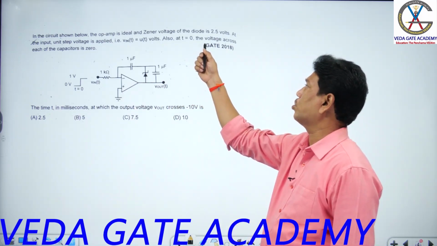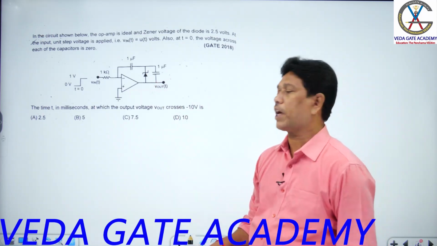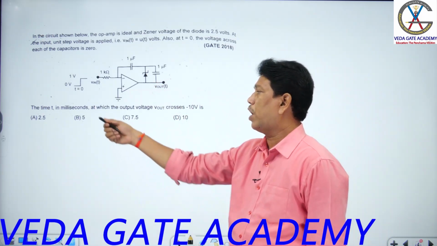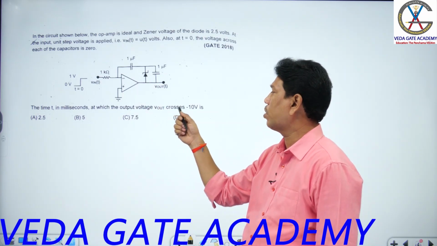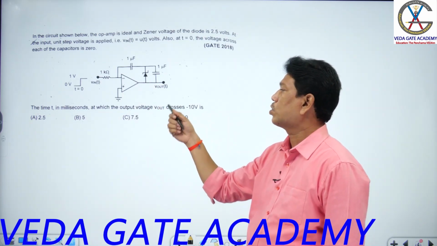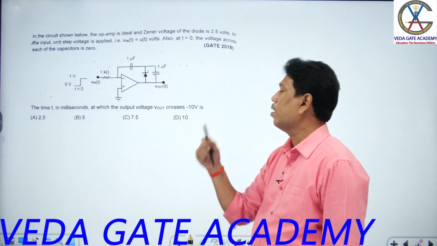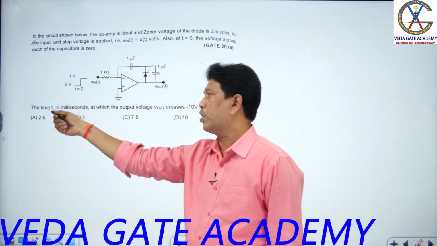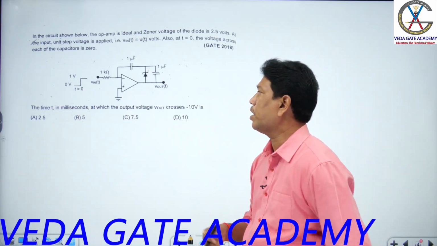Also at time t equal to 0, the voltage across each capacitor is 0. So initial voltage of the capacitor is 0 you can call. The time t in milliseconds at which the output voltage Vout crosses minus 10 volt is. So at what time does the output voltage cross minus 10 volt, he is asking, sir. Options given: 2.5 millisecond, 5 millisecond, 7.5 millisecond and 10 milliseconds, students.